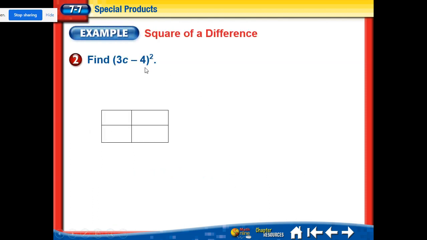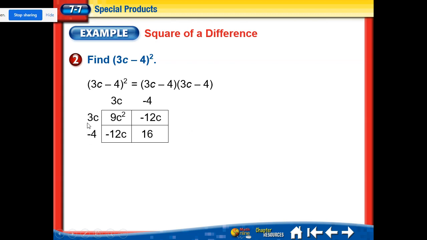All right, so let's try another one. We can even do it with subtraction here. So the 3c minus 4 squared becomes 3c minus 4 times 3c minus 4. And then moving along, we can put the 3c minus 4 on top, and then obviously another 3c minus 4 on the bottom here. And so we go ahead and do the multiplication here, and we get 9c squared, negative 12c, and negative 12c. Again, those two are the same. And then positive 16. Make sure that you understand two negatives do make that positive. And so when we add it together, 9c squared minus 24c plus 16.